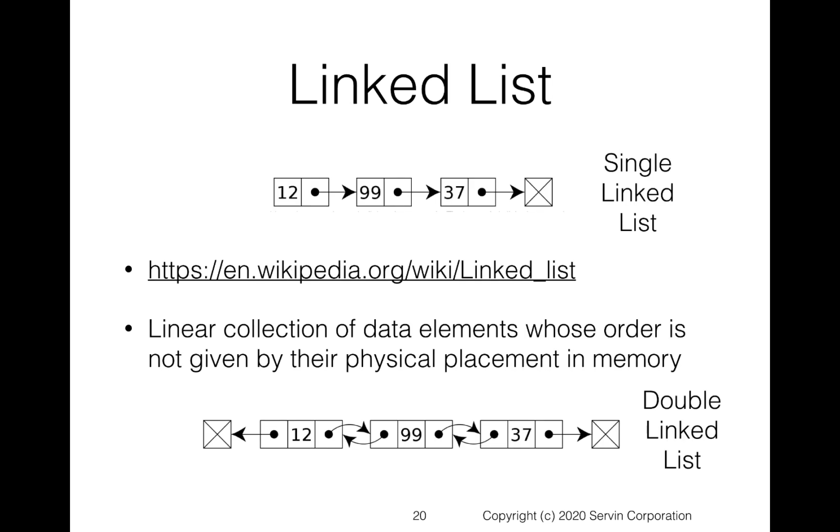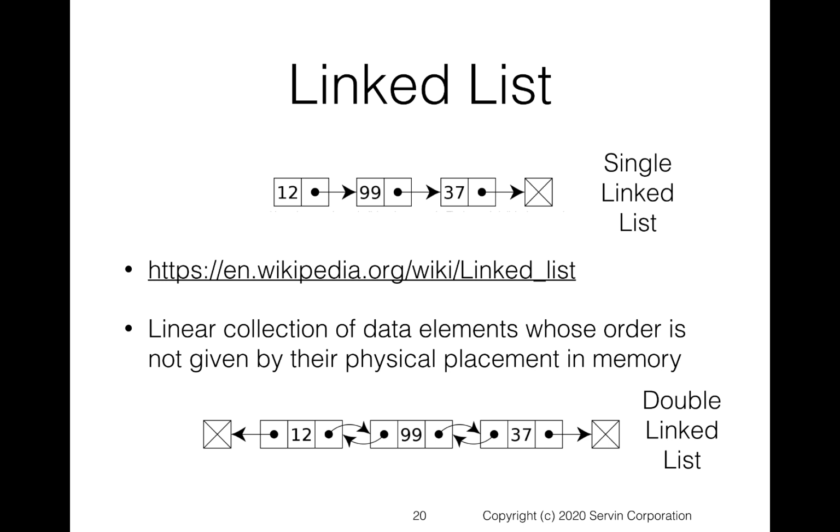All right, next on our list is the linked list. And the linked list, again, I'll give you the Wikipedia site if you want to read a little bit about that. It's a linear collection of data elements whose order is not given by their physical placement. And so linked lists are used quite often when you want to rapidly insert and remove items from a data structure. In fact, you can see there's two major ones.